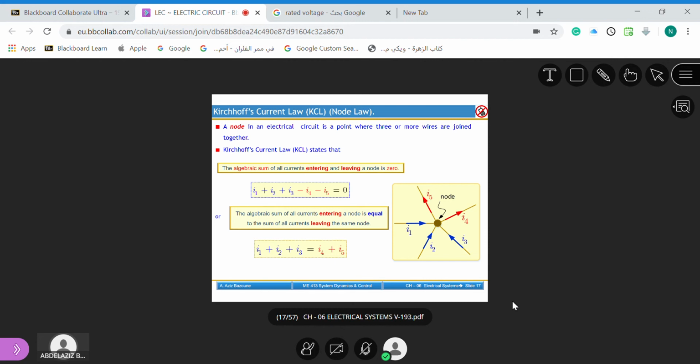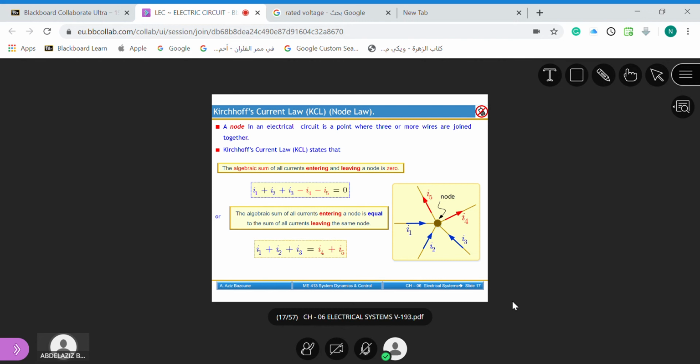Now we have seen the elements. We will see, Shabab, Hina, the laws that we are going to use. The first law is the Kirchhoff current law, or the node law. It's called the node law or KCL.